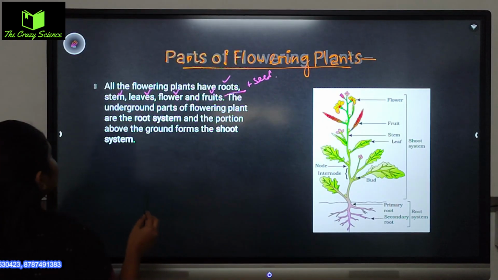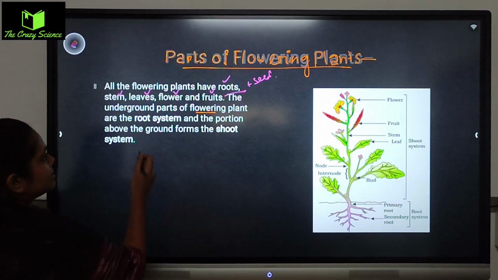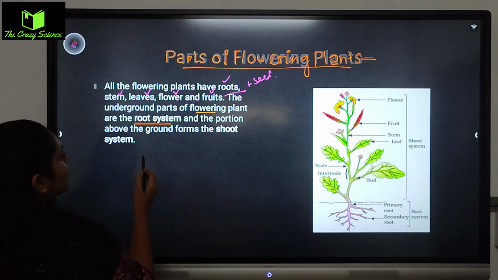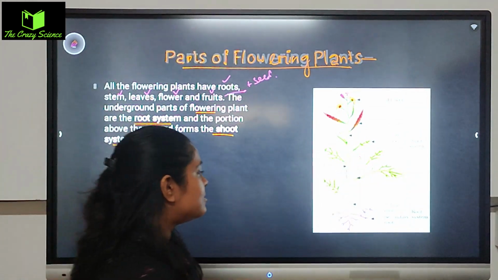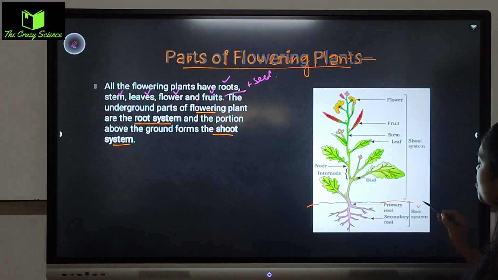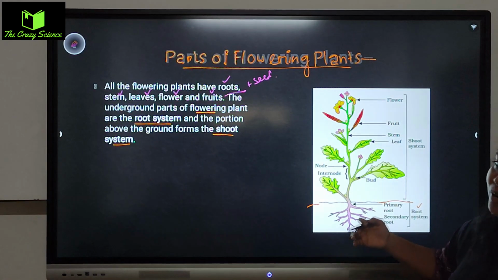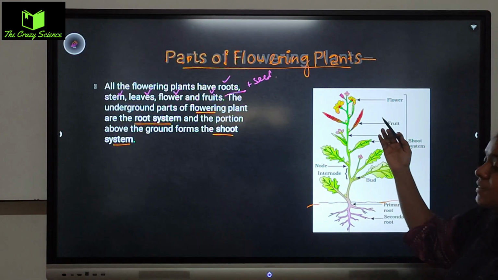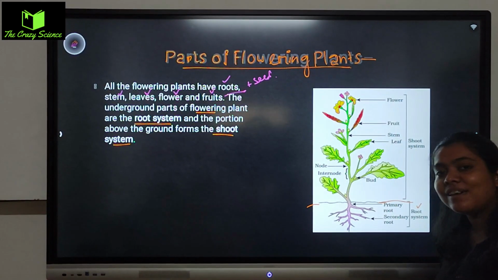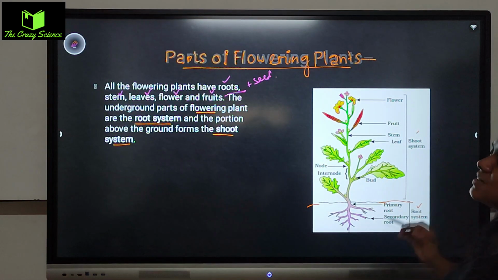Seed as well. The underground parts of the flowering plants are the root system, and the portion above the ground is called the shoot system. So underground means the particular body part that stays in the soil, we call it the root system. The particular part of the body present above the soil, in the free air, free environment, is called the shoot system.